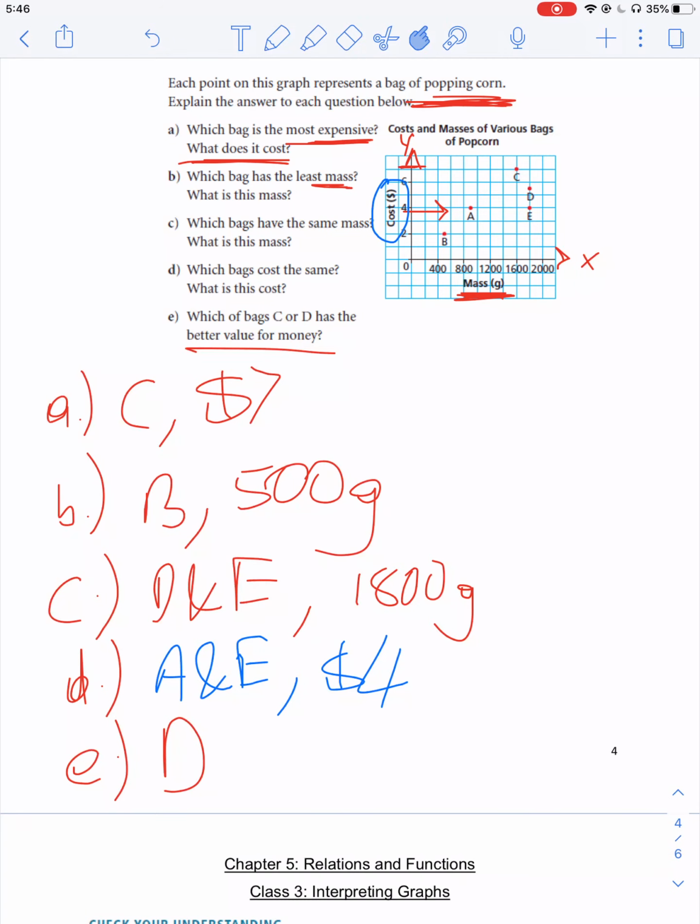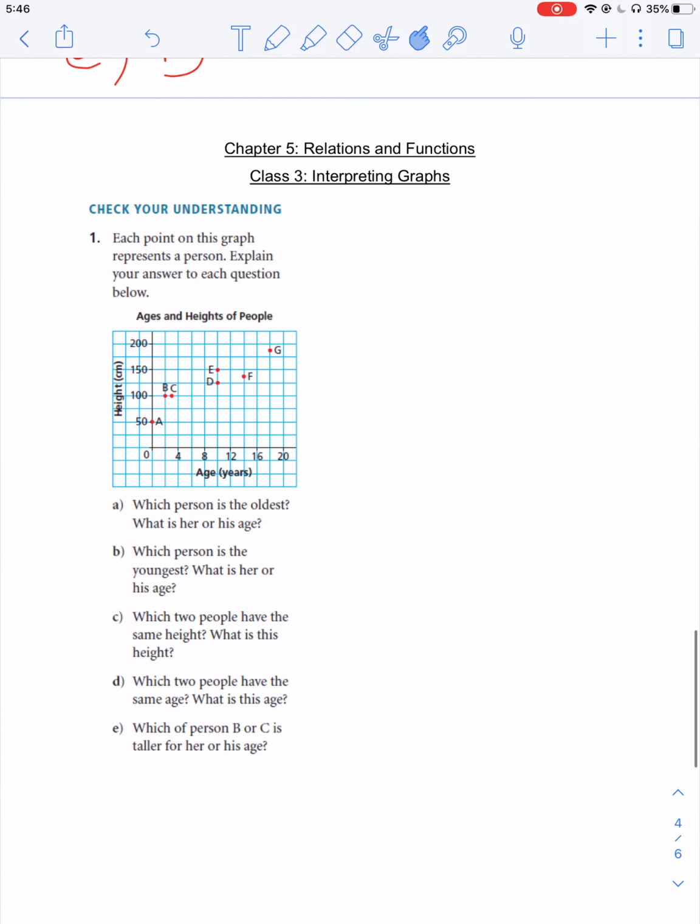So what I'm going to ask you to do is do this question, pause the video, do this on your own. It's very similar to the other one. The answers for this are given in the book. So I'm just going to go over this very, very quickly.